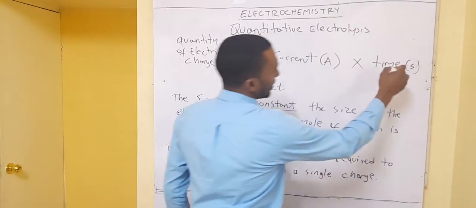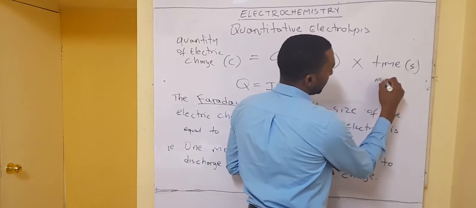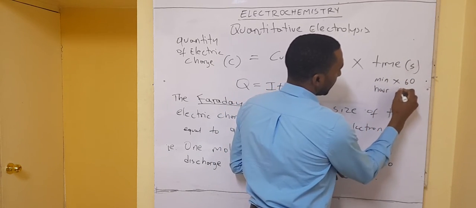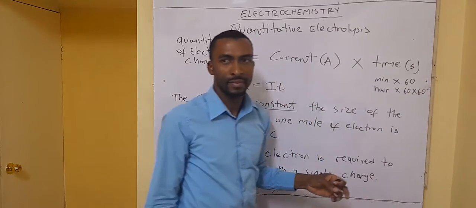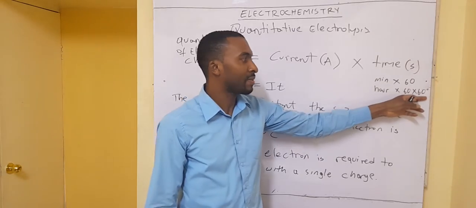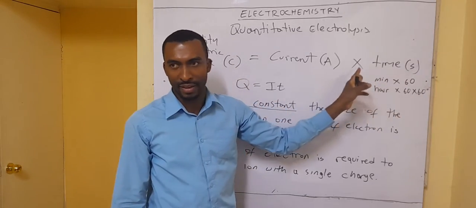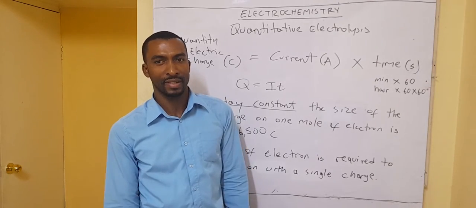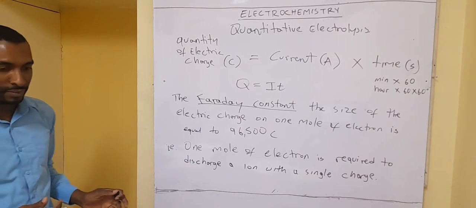Alright, the time is also in seconds, right? So if we give it in minutes, you have to multiply it by 60. If you get it in hour, you have to multiply it by 60 times 60. So hour is 60 times 60 to convert that to second. If it's in minutes, it's 60 times the value to convert it to seconds. You have to get familiar with those minor calculations as well. Alright?